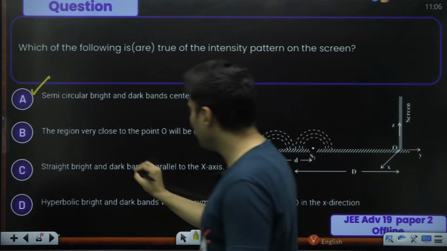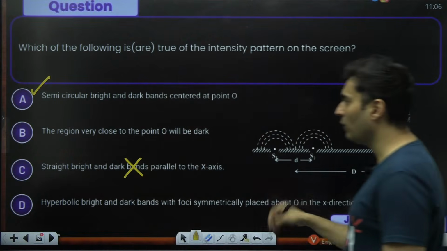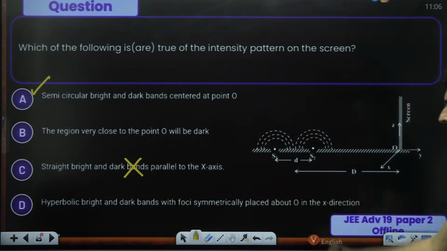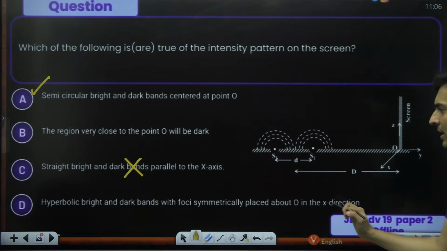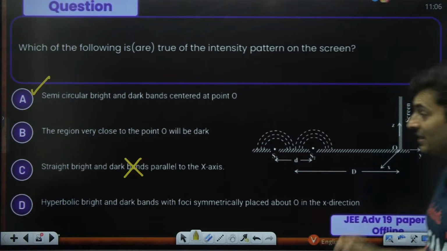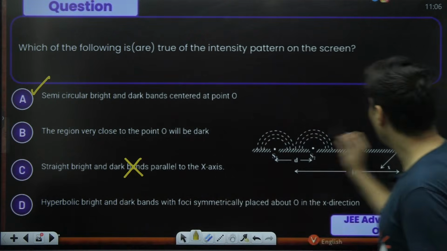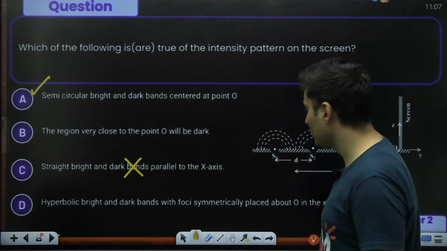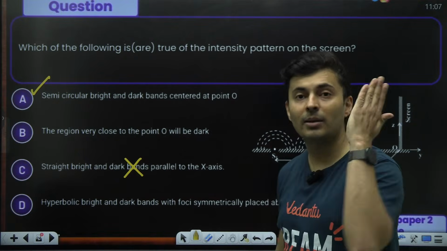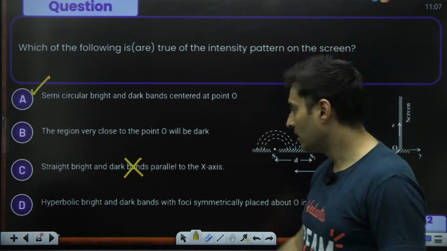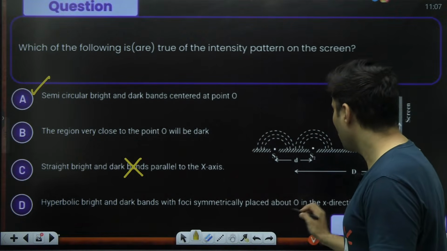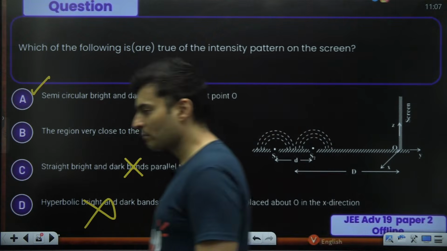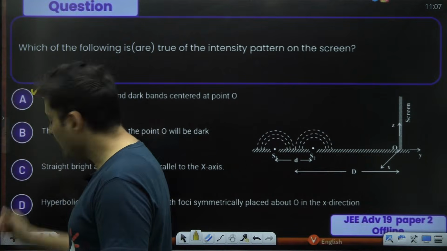Bright dark bands are parallel to the x-axis? No, they are definitely not bands. Bands are not going to be formed. These are circular arcs which are going to be formed. Hyperbolic bright and dark bands with the foci symmetrically? No, it is not hyperbola. See, this word hyperbola is confusing. When you see the bands or the fringes on the screen, they are circular. The intersection of those hyperbolas or hyperboloids on the plane is not a hyperbola, it is a circle. So hyperbolic bright and dark bands are formed? No, that is also definitely going to be wrong. Yeah, it is circular. Is this clear? C and D options got eliminated.